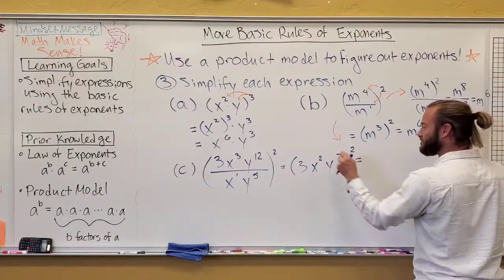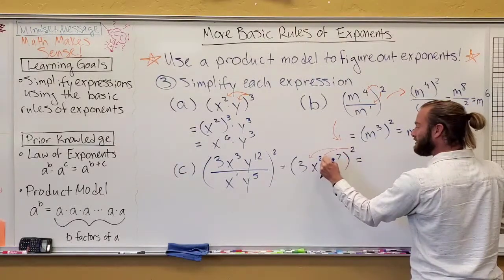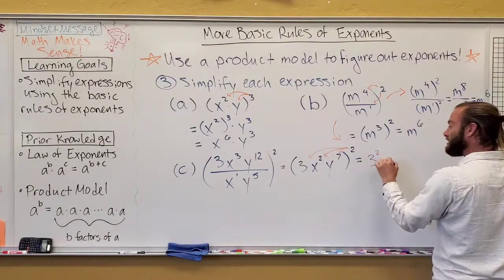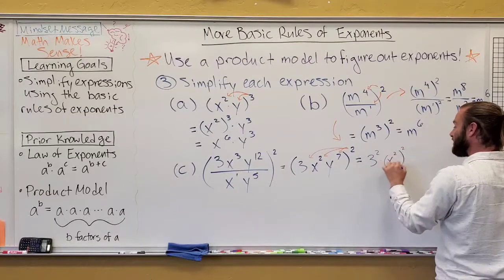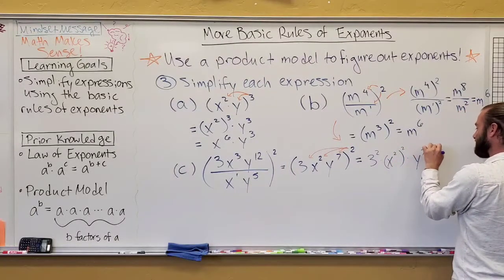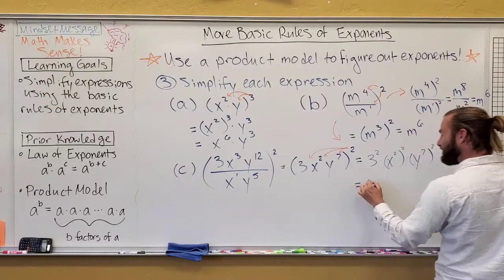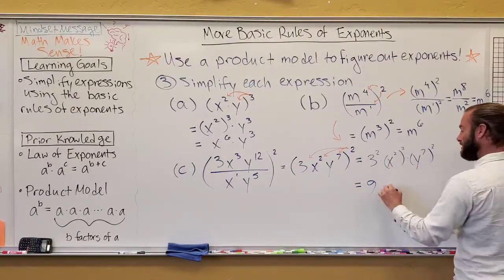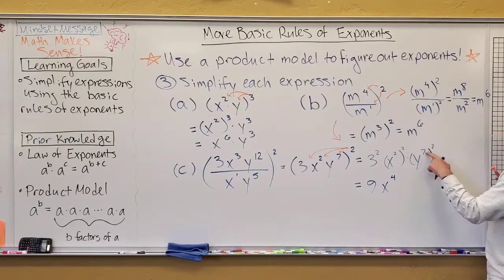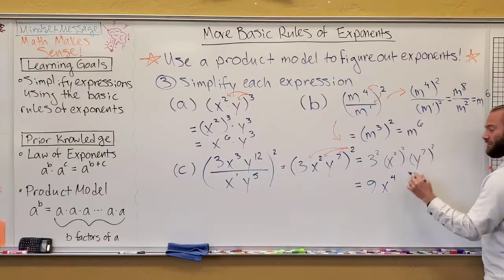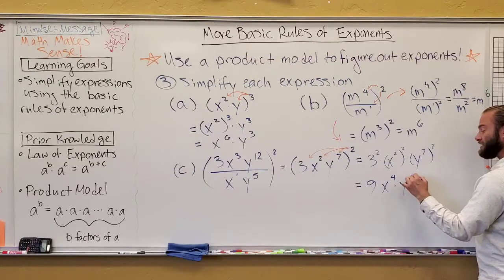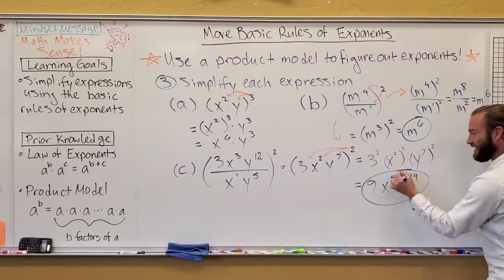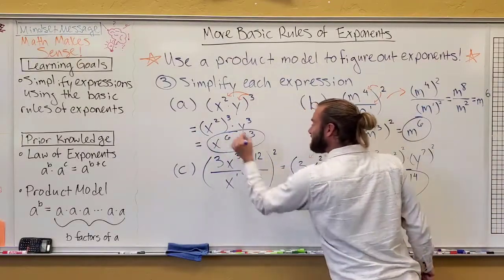So now I can just distribute the squared to each of those pieces. And I get 3 squared times x squared squared times y to the 7th squared. So that in the end, if you want, you can write that as 9. That's totally fine. And this becomes x to the 4th. And this, again, don't forget for this one, we multiply, right? So that becomes y to the 14th. Okay? So here are the final answers for these 3 problems.